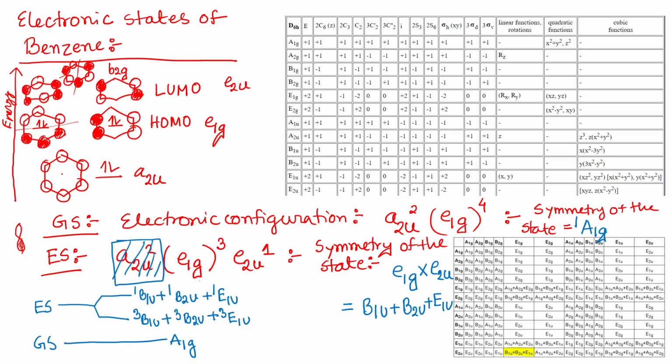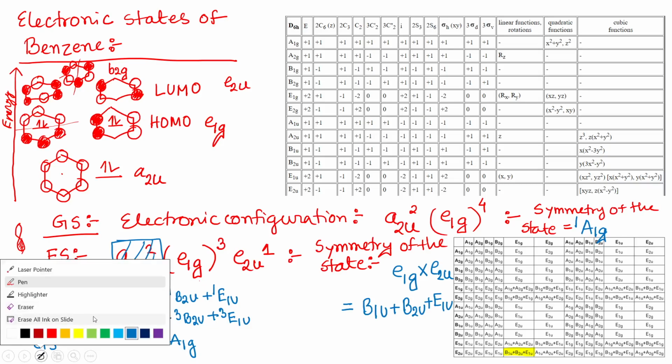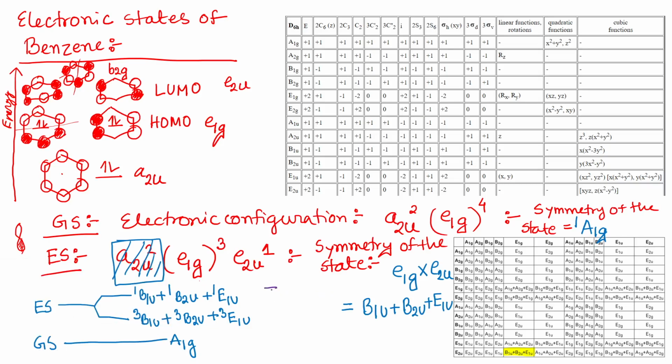Now, the only spin-allowed transition is singlet to singlet: singlet A1g to any of these three.